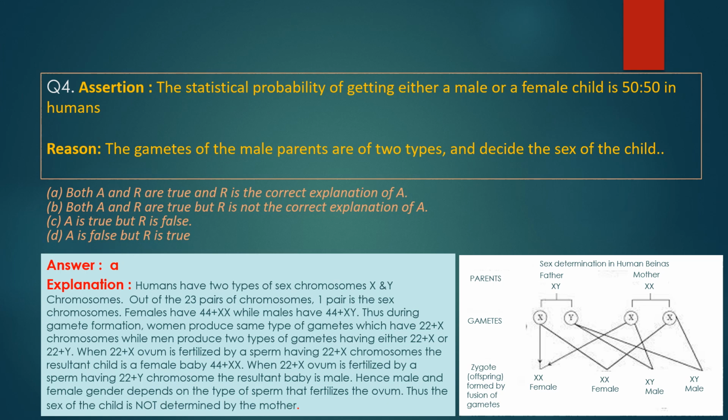Question 4. Assertion: The statistical probability of getting either a male or a female child is 50-50% in humans, which is true. We have just seen that in the previous questions where we saw the reasons also. Reason: the gametes of the male parent are of two types, and that decides the sex of the child, which is absolutely correct. And that's the reason why the probability of getting a male or female child is 50%. So the answer would be A. For getting the detailed explanation, go back and refer to the previous question, question 1.